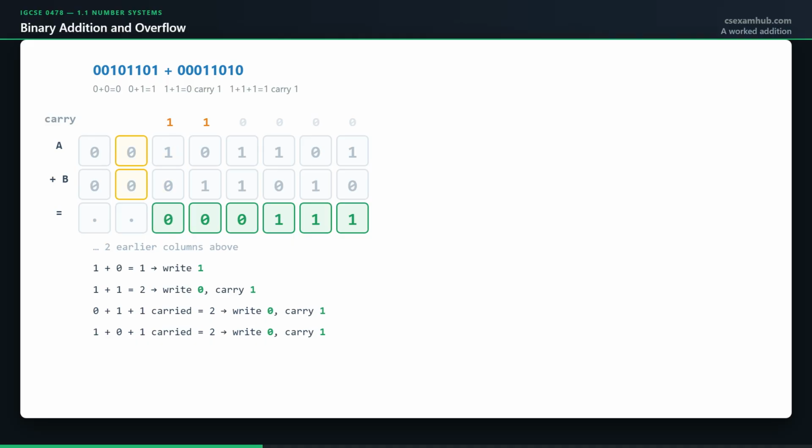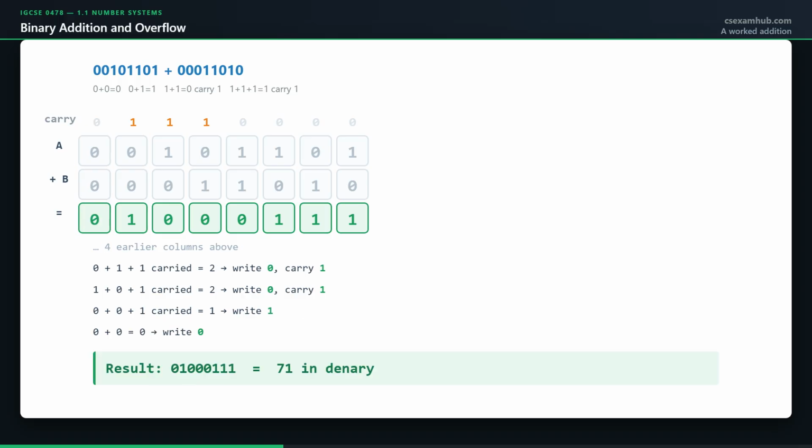Next, 1 plus 0 is 1, plus the carry makes 2. Write 0, carry 1. Next, 0 plus 0 is 0, plus the carry makes 1, so write 1 and there is nothing left to carry. Leftmost column, 0 plus 0 is 0. Reading the answer off, we have 01000111. Let us check it in denary.